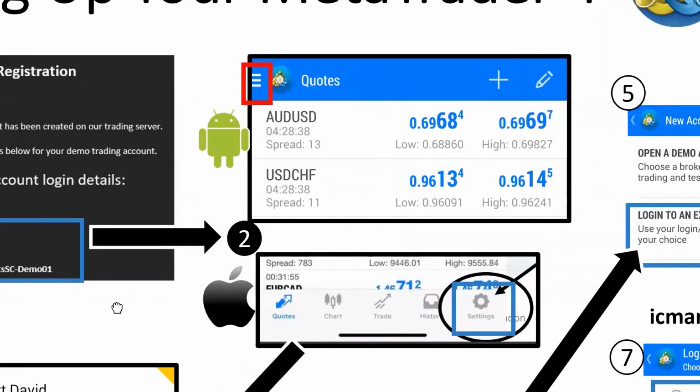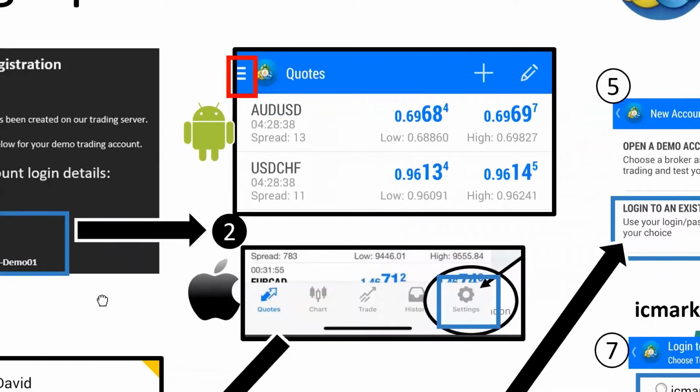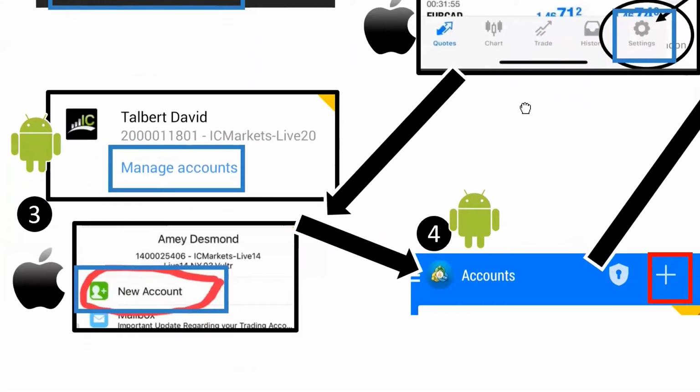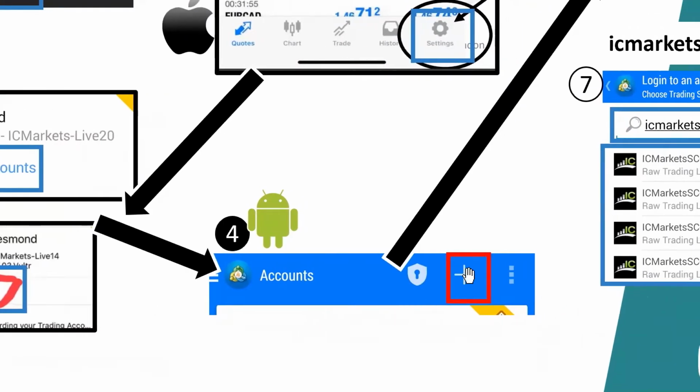Depending on what device you have MetaTrader on, you will need to follow the following steps. Those who are on Android, you will need to click on the 3 white lines in the top left-hand corner. Those who are on Apple and on iPhone, they'll need to click on Settings in the bottom right-hand corner. From there, those who are on Android need to select Manage Accounts. Those who are on Apple, they'll need to click on New Accounts. Those who are on Android will then need to select the plus symbol in the top right hand corner.